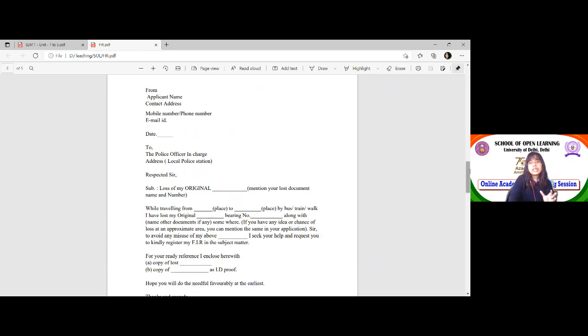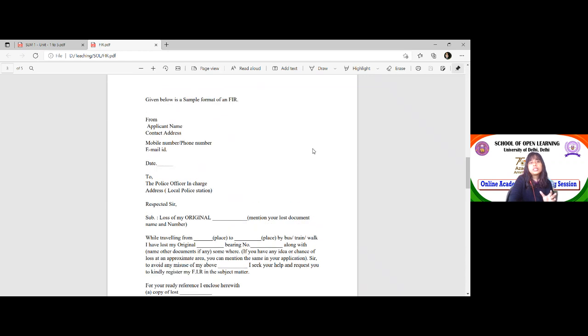Now you can see that a sample has been given, where you can see the applicant's name, like who is filing the FIR, the contact address, mobile number and phone number, email ID. Then you write the date, and then you start like a normal formal letter, where you write to the police officer in charge, you write the address of the police station that you have gone to, you write respected sir or ma'am, or whoever is the police in charge of the police station. Then you write in the subject, loss of original.